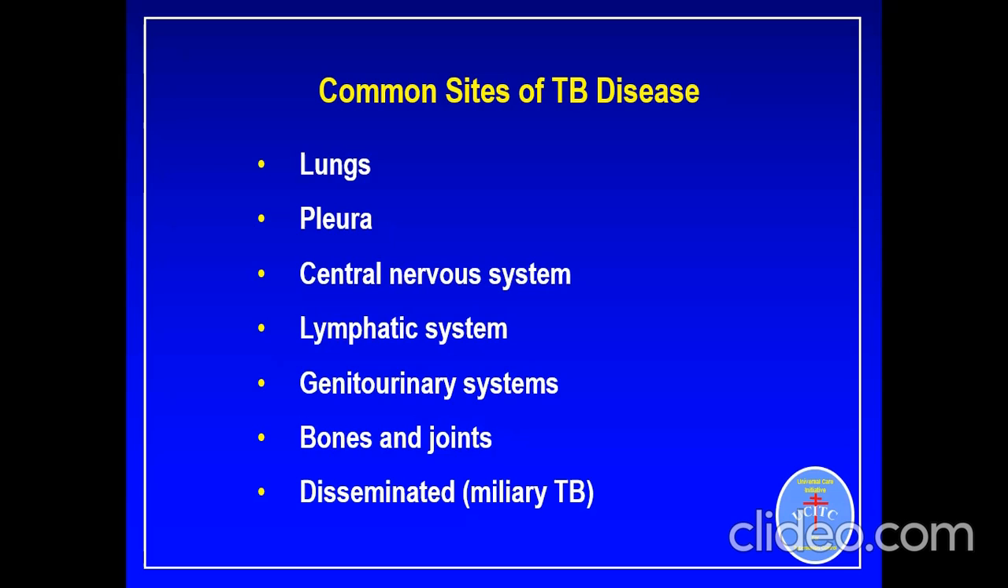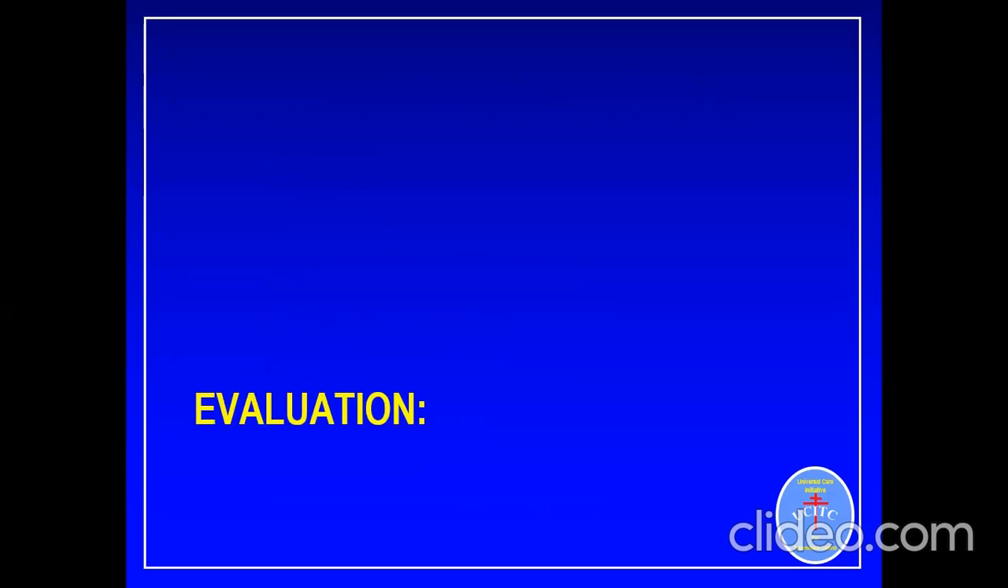And just to tell you that only the hair and the nails are not affected by tuberculosis. So tuberculosis can occur right from the skin right up to the brain. Okay. So how does one evaluate? If this is clear to everybody, then we'll go on to evaluation of a patient of tuberculosis.